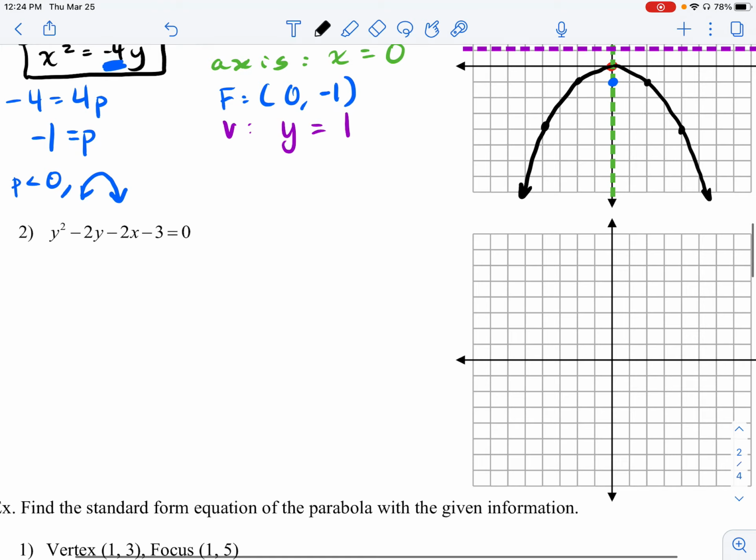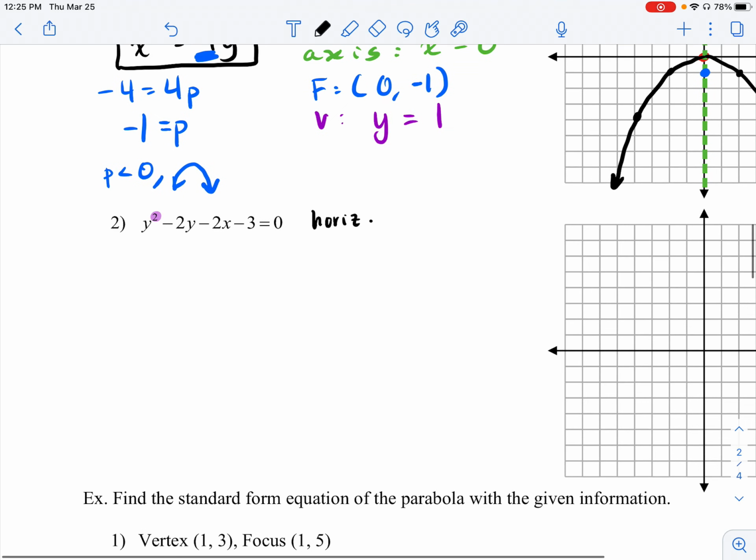Let's go ahead and take this equation and write it in standard form. Notice right off the bat that our y is what is squared. So that tells me right away that this is going to be a horizontal parabola. It's going to be opening either to the left or to the right.